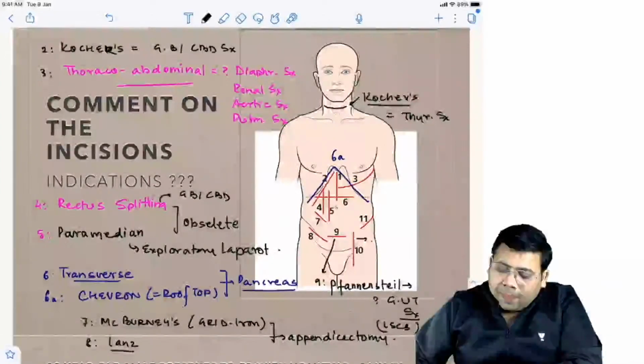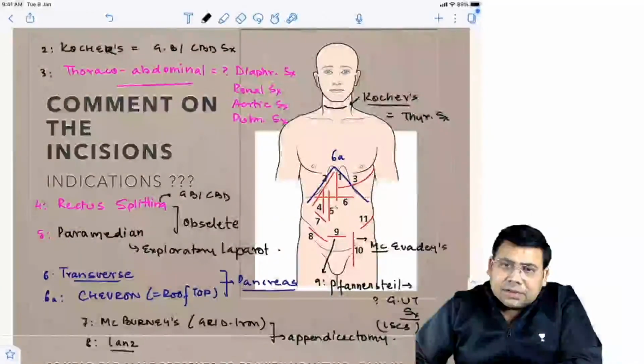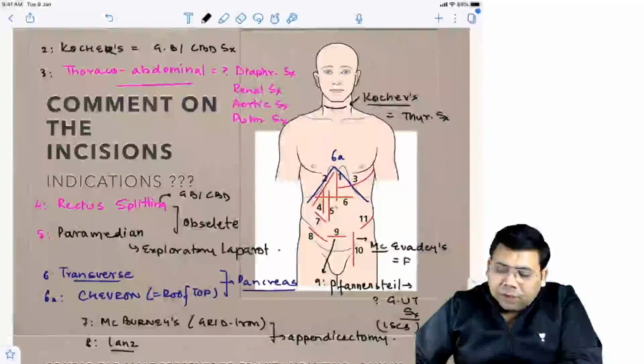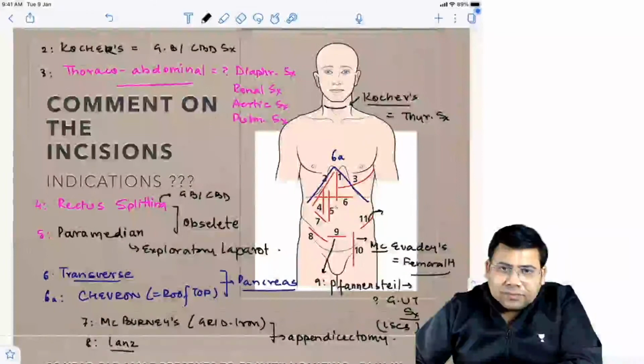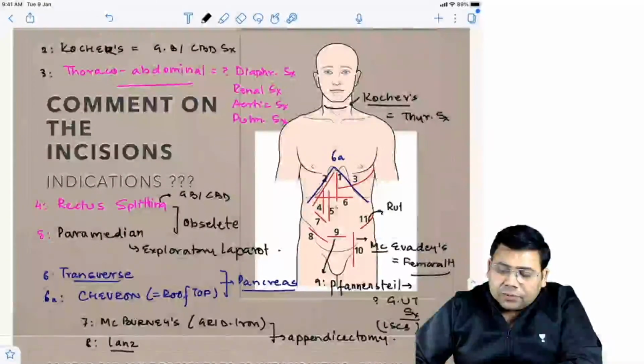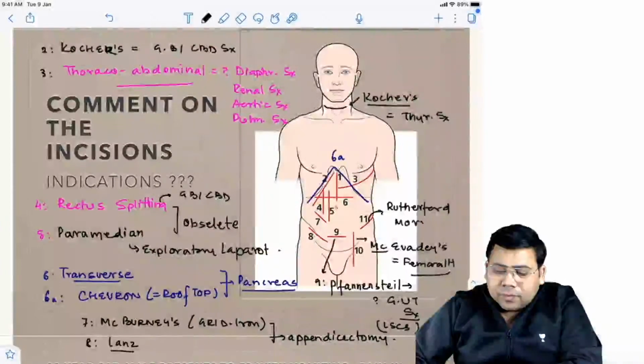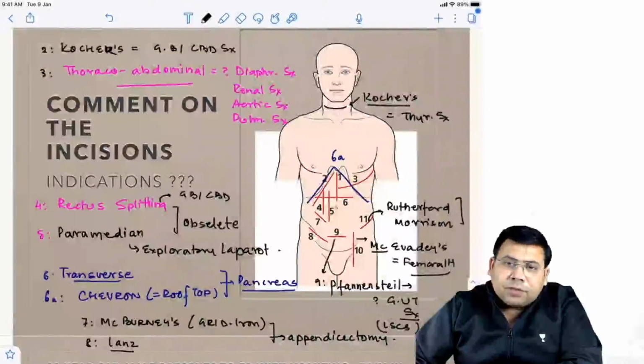What is 10? That is McEvedy's. This is McEvedy's incision. And this is for femoral hernia. What is this 11? Rutherford Morrison. Now what is so important about this Rutherford Morrison?